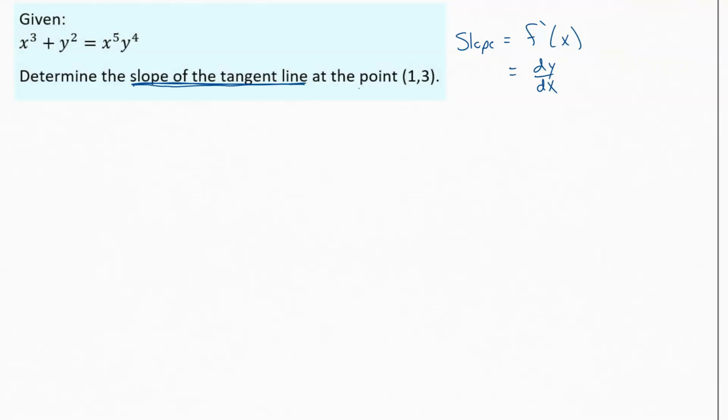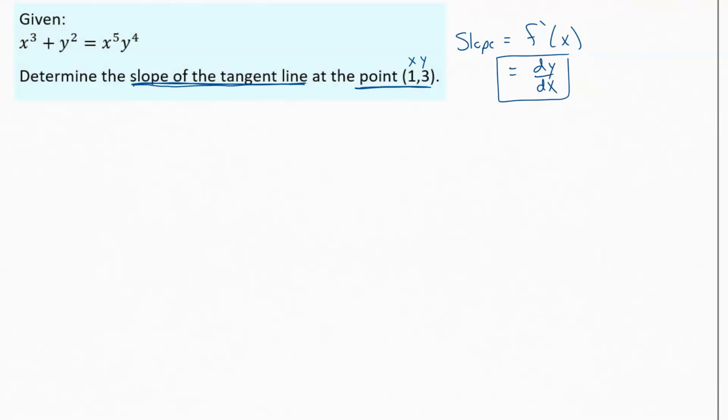And then they want it at a specific point, (1, 3). So that's an x value and a y value right there. So in order to find the slope, we need to find our slope equation. We need to find our derivative, our dy dx right now.